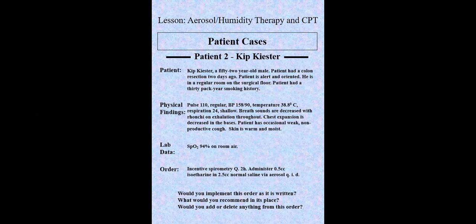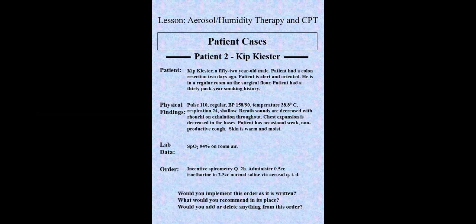Physical findings. His pulse rate is 110 and regular. His blood pressure is 158/90, a little elevated. Temperature 38.8 degrees. So he's febrile. Respirations are 24 and shallow. Breath sounds are decreased with rhonchi on exhalation throughout. So every time he exhales, you hear the rhonchi, right? Low-pitched wheezes are rhonchi. High-pitched sounds are wheezes, and low-pitched sounds they call rhonchi, okay? So he has them all throughout. That means throughout the whole lung, you hear that. Chest expansion is decreased at the bases. So when he takes a breath, his chest doesn't expand that good at the bases.